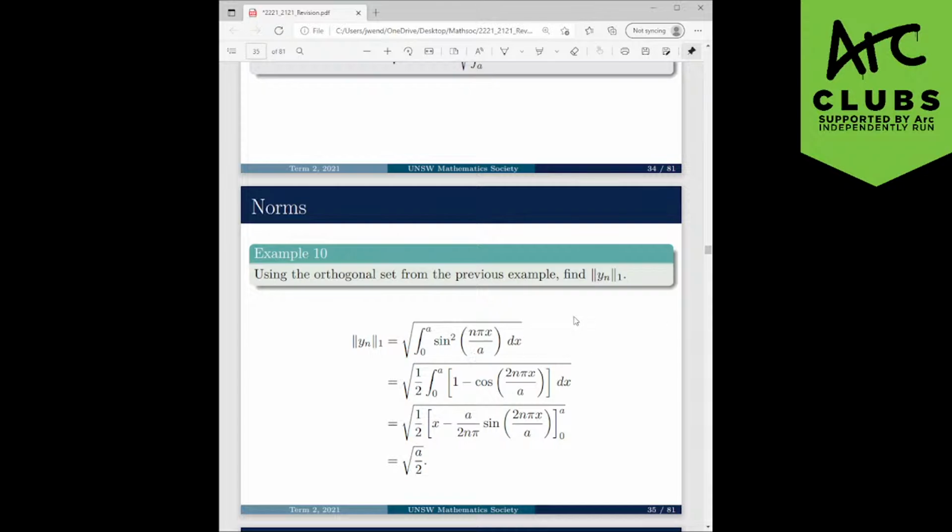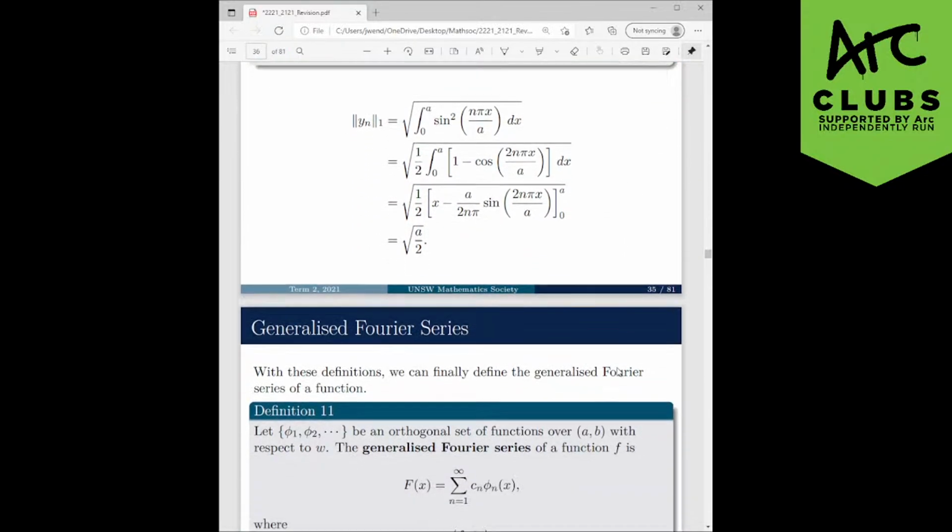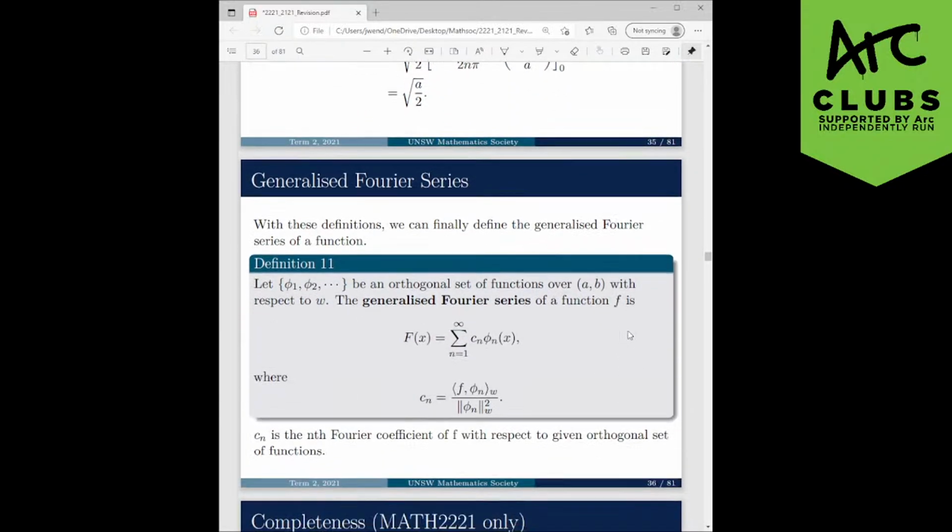Picture that weight function shoved in there, but then you don't even write it. So solving this one, pretty similar to a question from before, it's just the double angle formula for cosine. So go ahead and solve that one. It's the same deal as what we did in one of the previous questions when we found a norm.